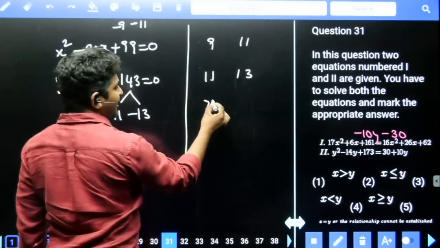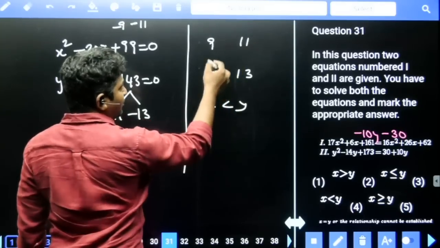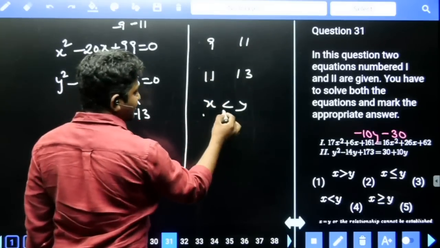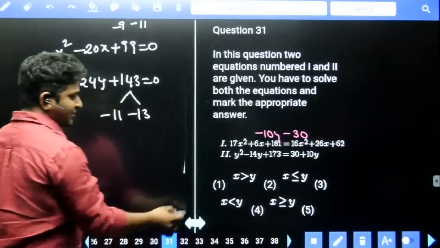x less than y, x equal to y. Less than condition. So x less than or equal condition.